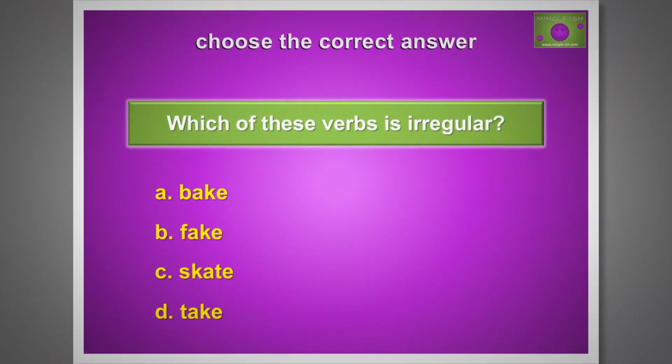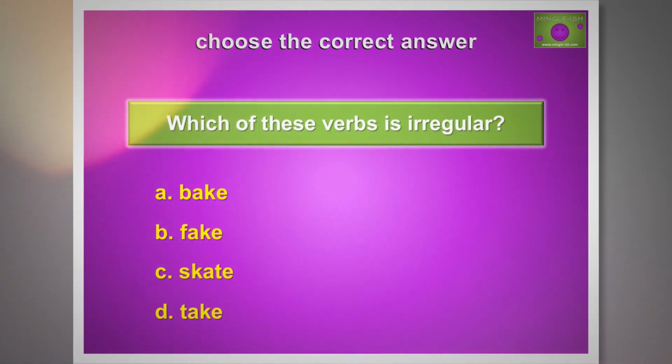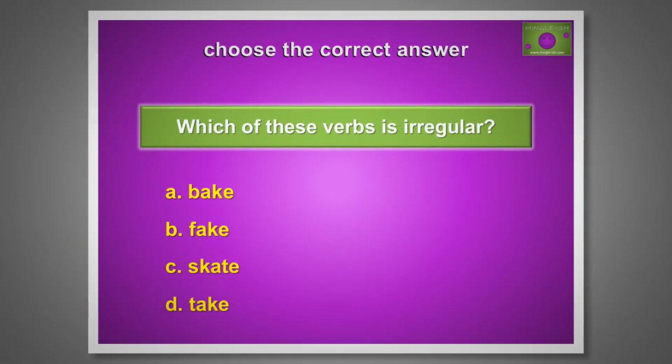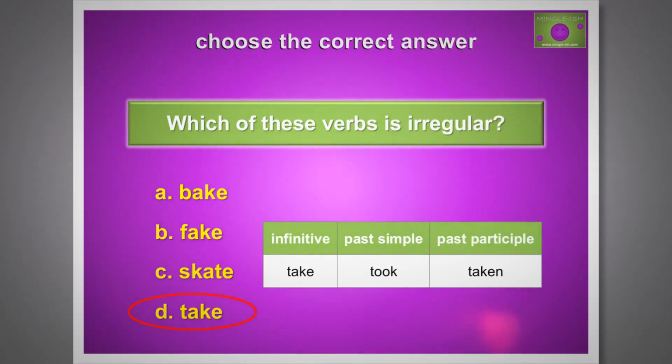3. Is it A, bake, B, fake, C, skate, or D, take? The correct answer is D, take. The past simple is took, and the past participle is taken.